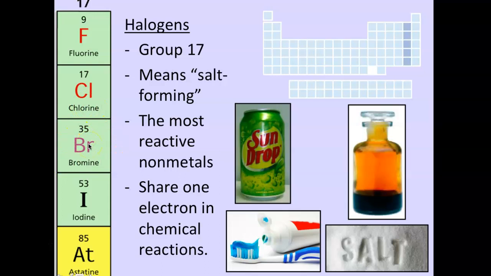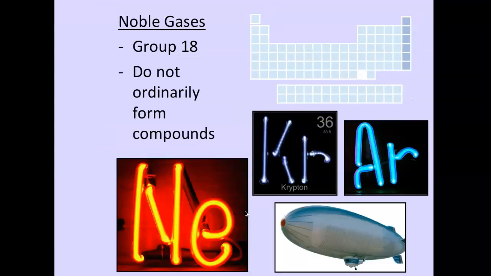Bromine is something that you probably haven't heard of before. Bromine is the only liquid non-metal. Mercury was the only liquid metal. Bromine is in Sundrop. It's in brominated vegetable oil. So if you look at the back of a Sundrop container, look at the ingredients, you'll see bromine. It's brominated vegetable oil. Iodine is what is in this container. So iodine is used as sort of an antiseptic. It's in a lot of first aid kits.